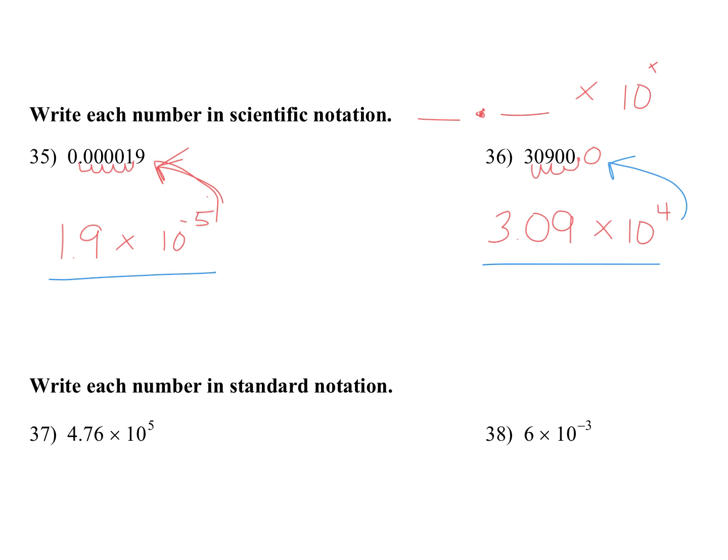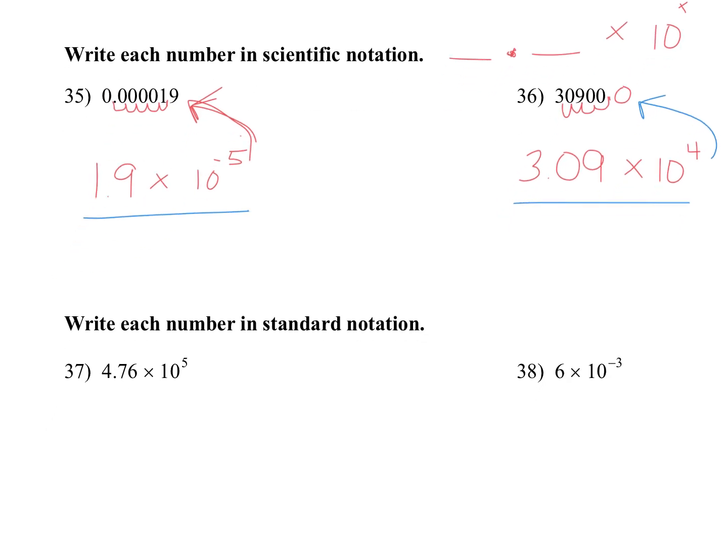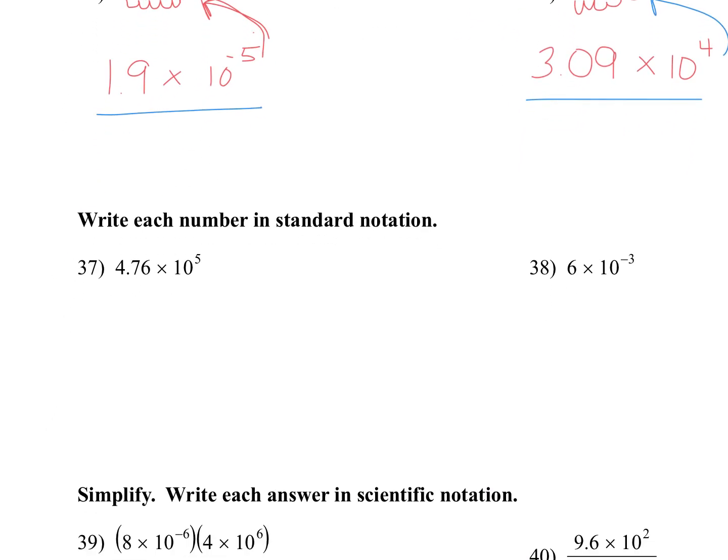Okay, so remember, if you get lost thinking about it backwards, get your problem and then go the way you're used to. 37 and 38, that's when you're writing it in standard notation. So you're giving the actual number. So I start with 4.76.